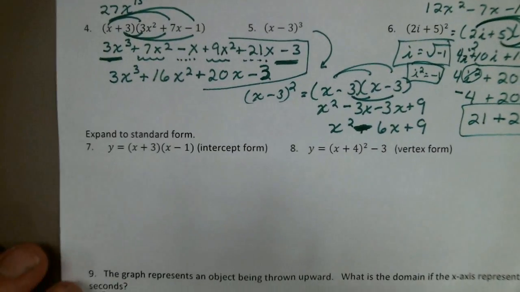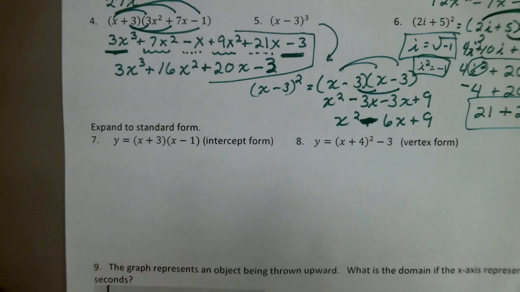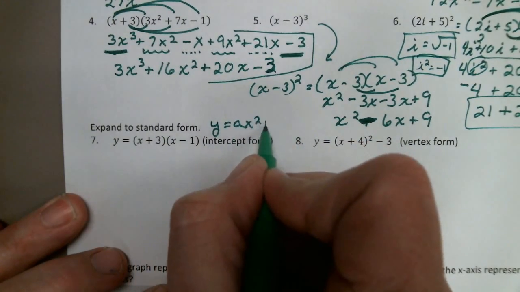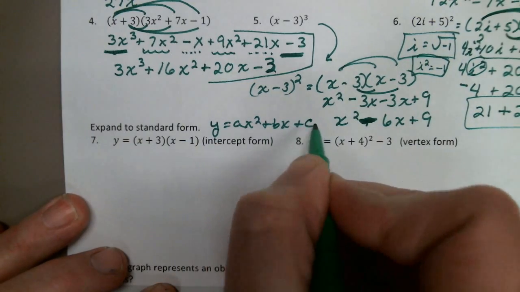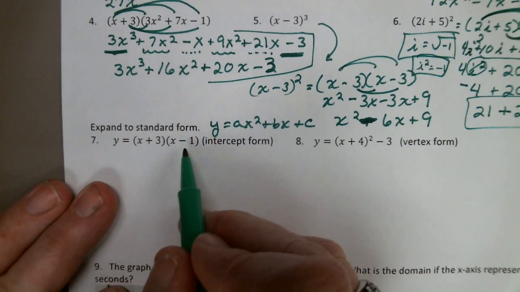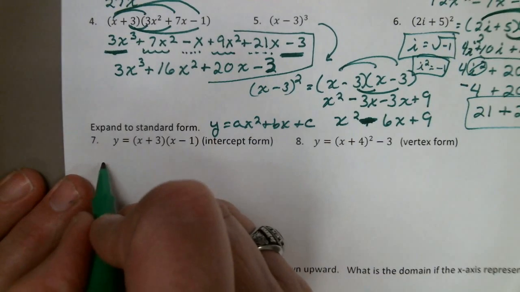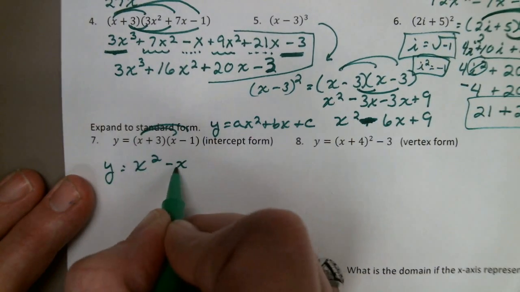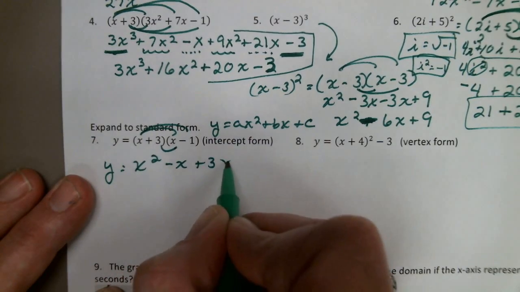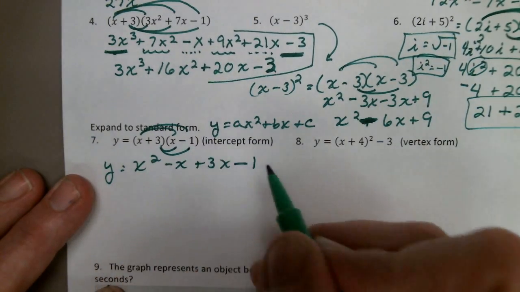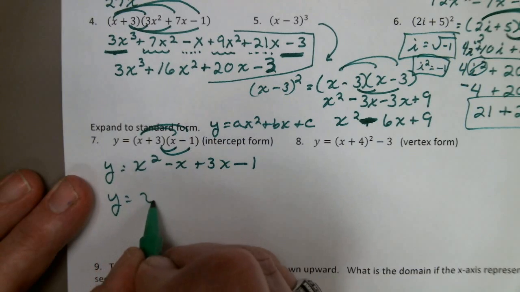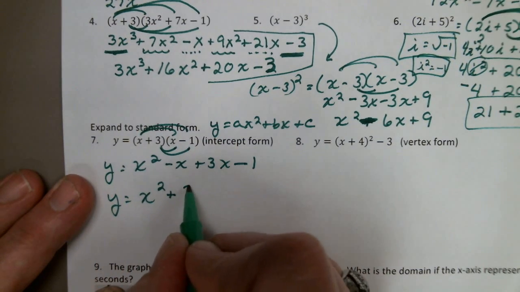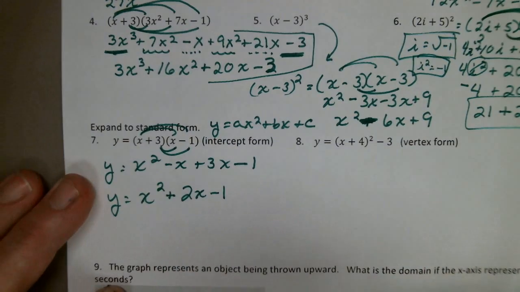Number 7. Let's finish 7 and 8 real quick. Change to standard form. Standard form is y equals ax squared plus bx plus c. So basically, we need to multiply these two binomials together. So y equals x squared minus x plus 3x minus 1. Combine the middle two terms. Y equals x squared. Negative x plus 3x is 2x minus 1.